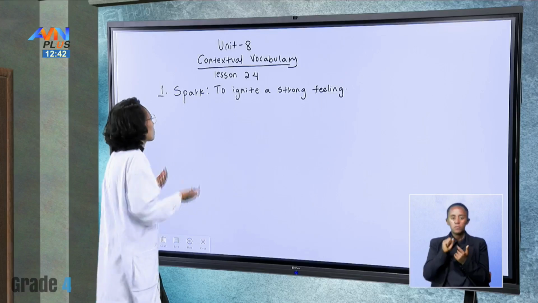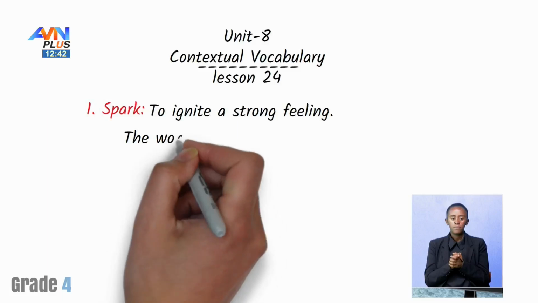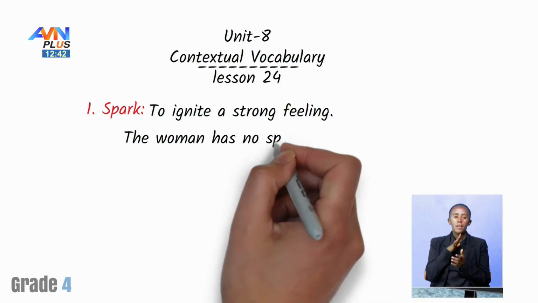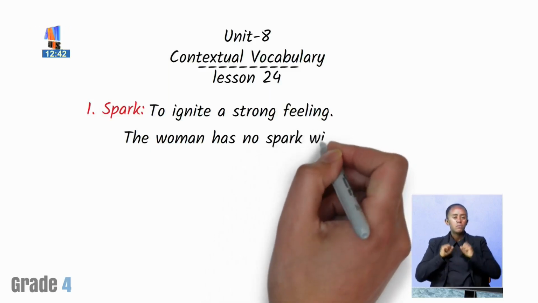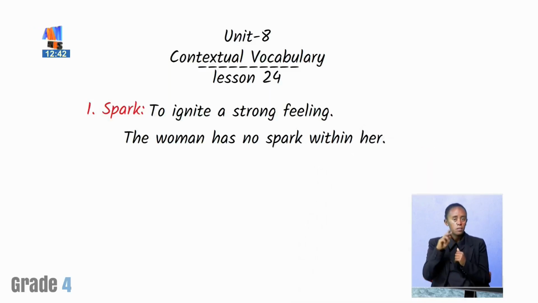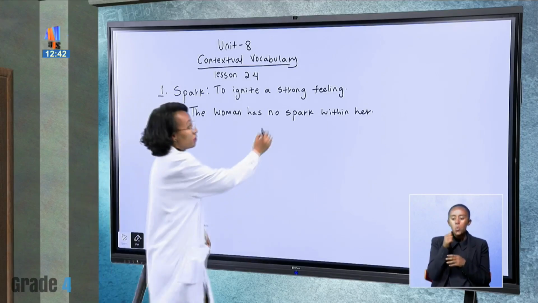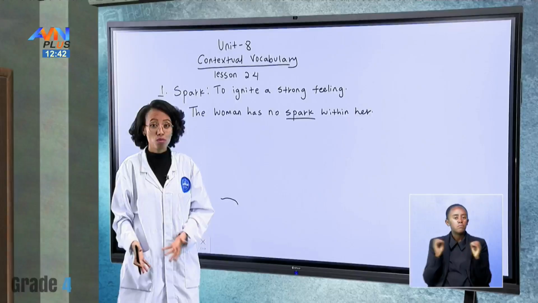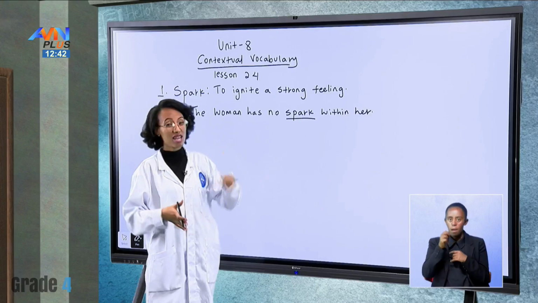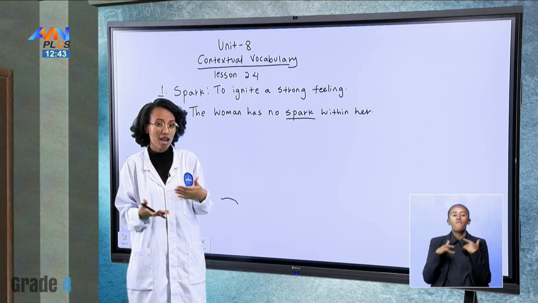For example, a woman has no spark within her. We're talking about, it seems this woman has what? It looks like she has no emotion whatsoever. So spark is strong feeling in this context. And it seems like she doesn't have that strong emotion, any kind of emotion.